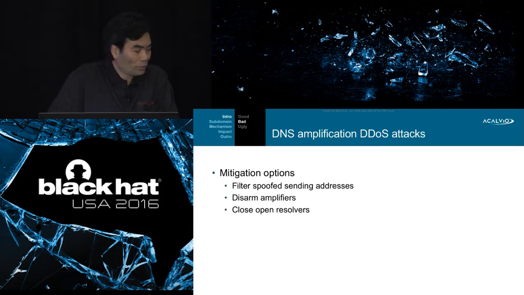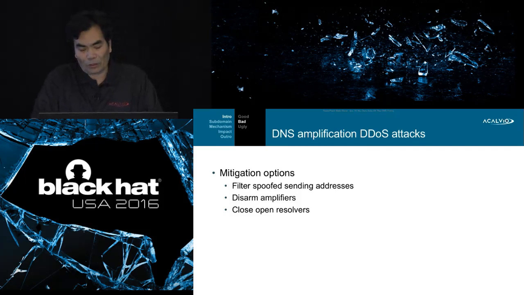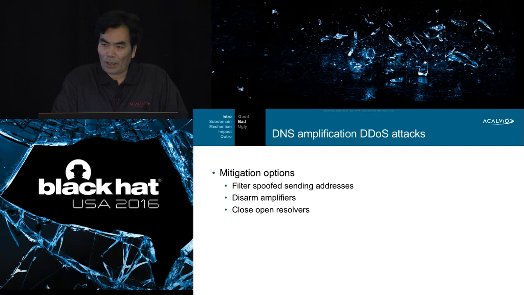By disabling one or more enabling factors, we can effectively address this type of attack. For example, we can block the queries with spoofed IP addresses. We can disarm the amplifiers by replacing the large answers with small ones. Last but not least, we can continue to close the open DNS resolvers on the internet.